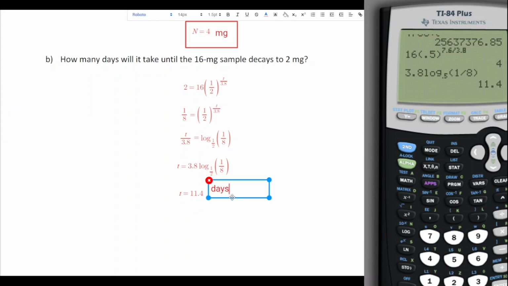Really like how nicely that worked out, especially compared to a lot of the solving problems you had to do on the last homework. This is a little refreshing to get a nice clean number like that. All right, so there we go.